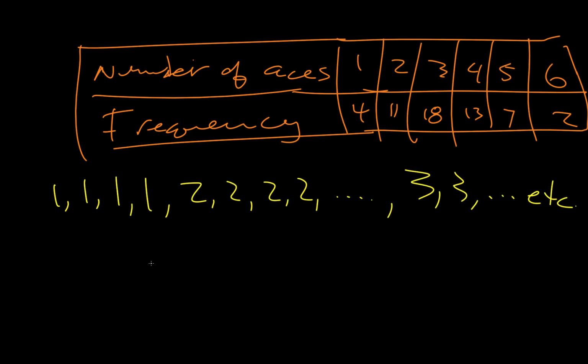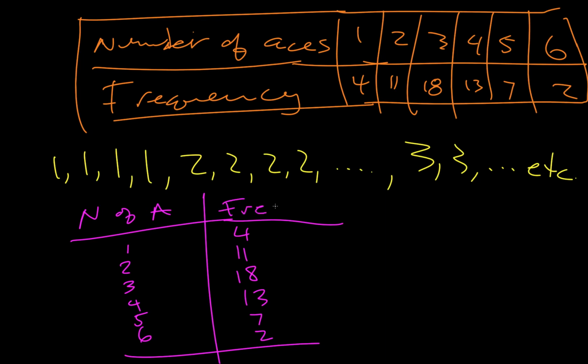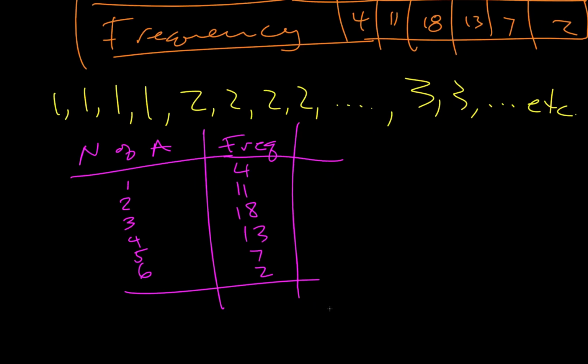So first thing we're going to do is write it out a little bit differently. Number of aces: 1, 2, 3, 4, 5, 6. And then we're going to write out the frequency: 4, 11, 18, 13, 7, 2. Okay, we got frequency, and from here we can do a number of things. Total helps, definitely. If we add all these numbers, we end up with 55.